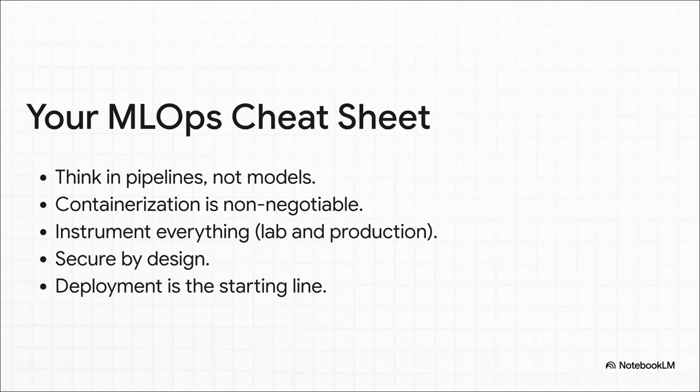5 key rules. 1. Think in pipelines, not just models. Remember, the factory is way more valuable than any single engine it produces. 2. Containerization is non-negotiable. It just solves too many problems to ignore. 3. Instrument everything. If you can't measure it, you can't manage it. That goes for the lab and production. 4. Security isn't an afterthought. Build it in from day one. And number 5, say it with me. Deployment is the starting line, not the finish line.